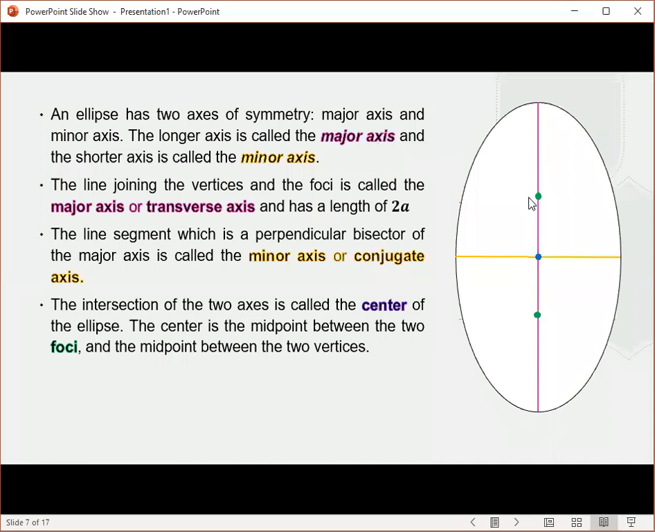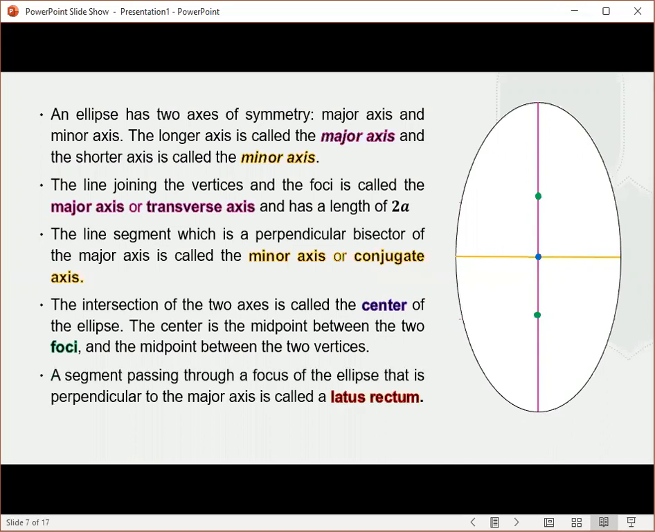Meaning, if you calculate the midpoint between these green dots here, you will get the coordinates of the center. Also, if you take the midpoint of these vertices here, which are the endpoints of your major axis, the midpoint there will be the blue dot, or the center of your ellipse.